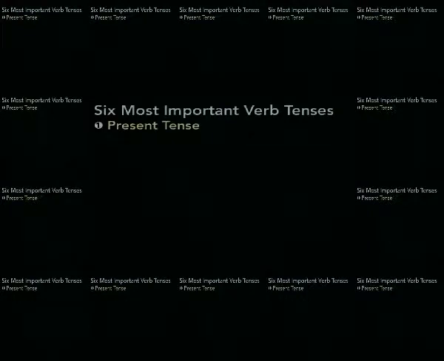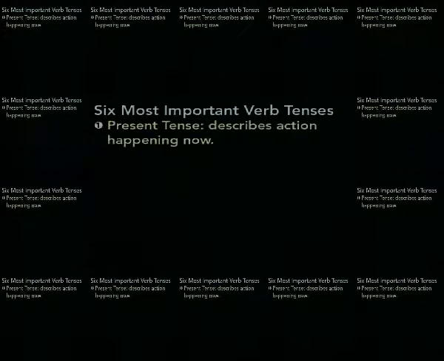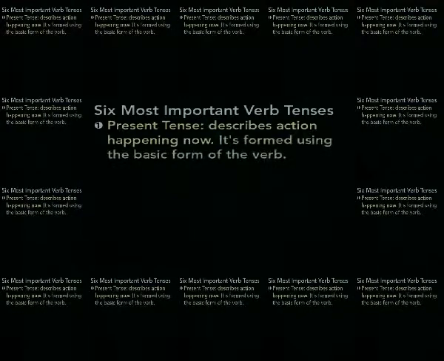Now, there are many verb tenses in English, but the 6 most important are the ones we're going to present to you now. Let's begin with the present tense. The present tense is used to describe action that's happening now. It's formed using the basic form of the verb.